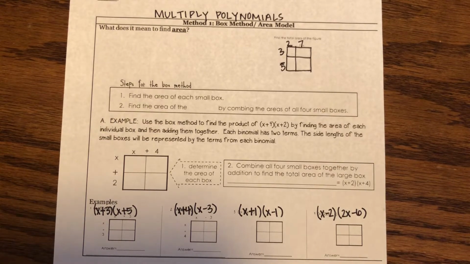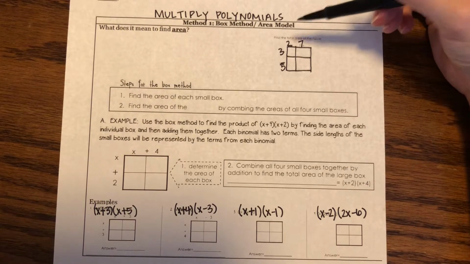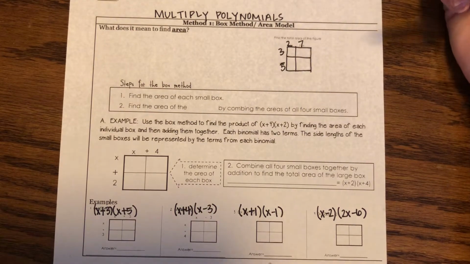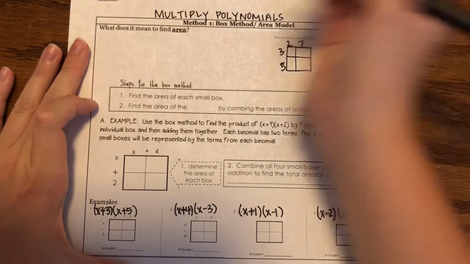Okay, today we are looking at multiplying polynomials. I'm going to focus on the box method, or the area model. It is similar to how I explained the distributive property. Now we're just going to have a bigger box. So what does it mean to find the area?